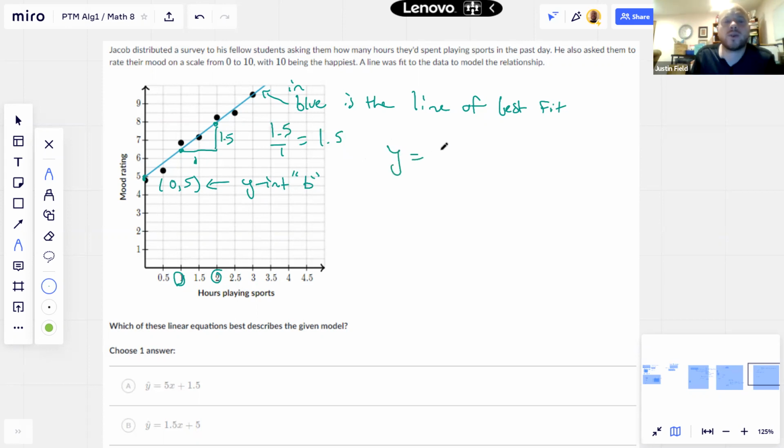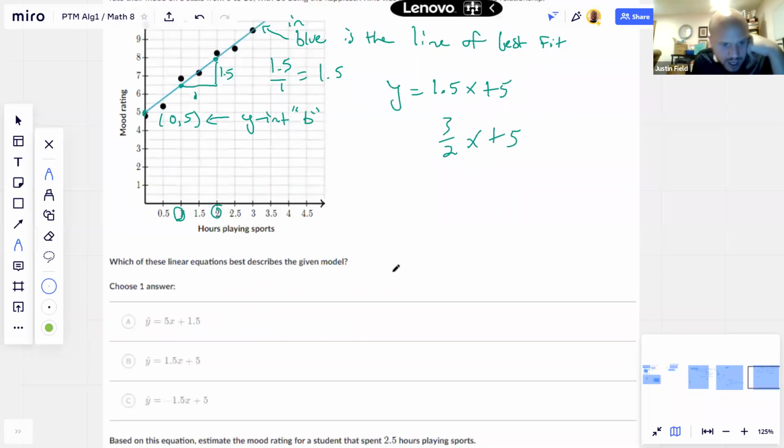So I'm looking for 1.5x, and then the y-intercept is plus 5. And I wonder if you know that 1.5 is the same as 3 halves. So we could also see that. But I do see 1.5x, oh, plus 5. This is negative. It's not negative because it's going up. All right, guys.